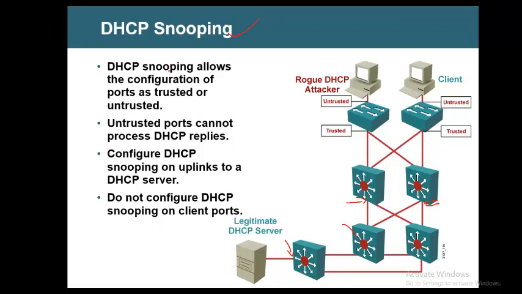DHCP snooping allows the configuration of the port as trusted or untrusted. Untrusted ports cannot process DHCP replies. What are replies? Offer is a DHCP reply. Acknowledgement is a reply. Configure DHCP snooping trust on the uplink to the DHCP server. Do not configure it on the client ports, meaning don't make them trusted.